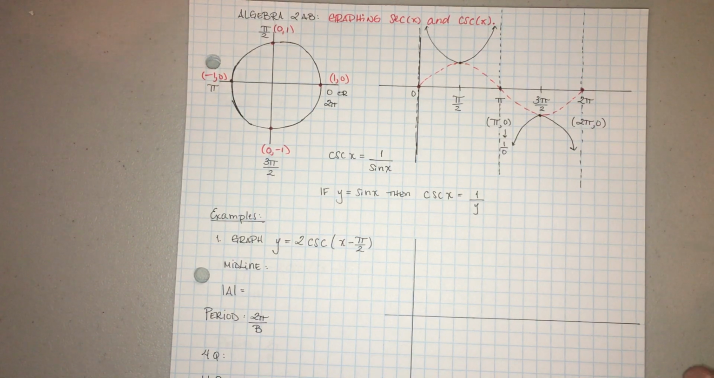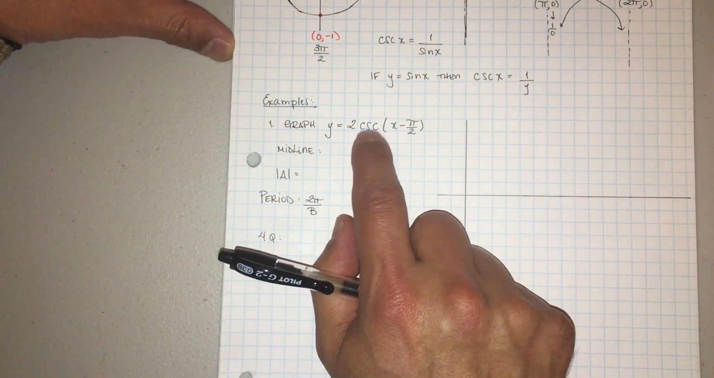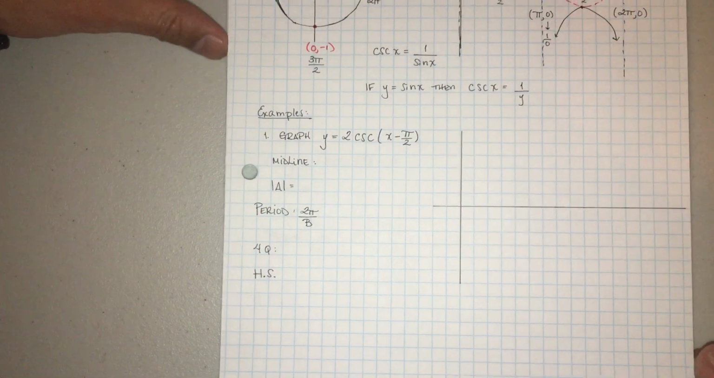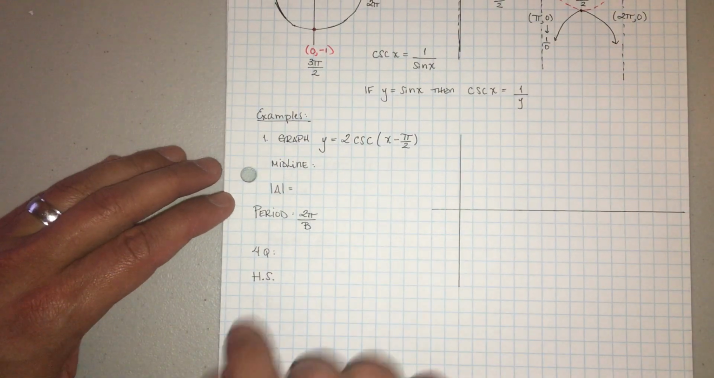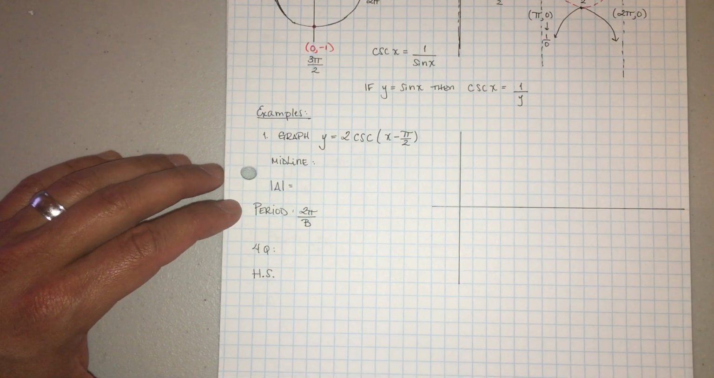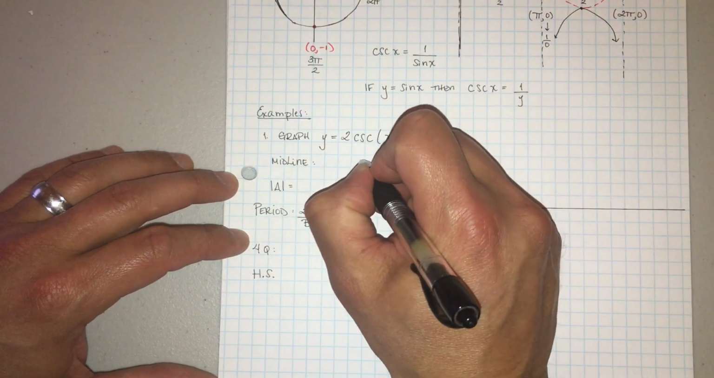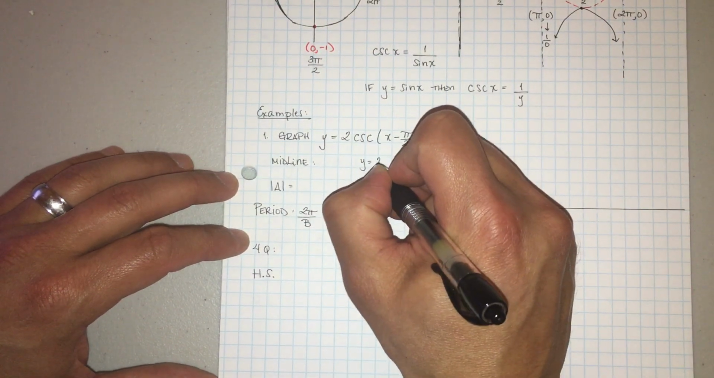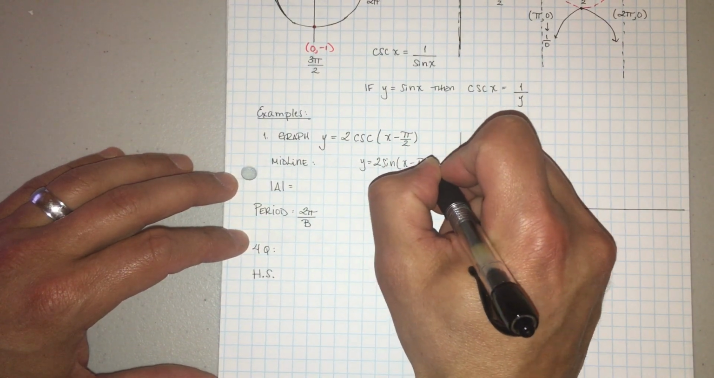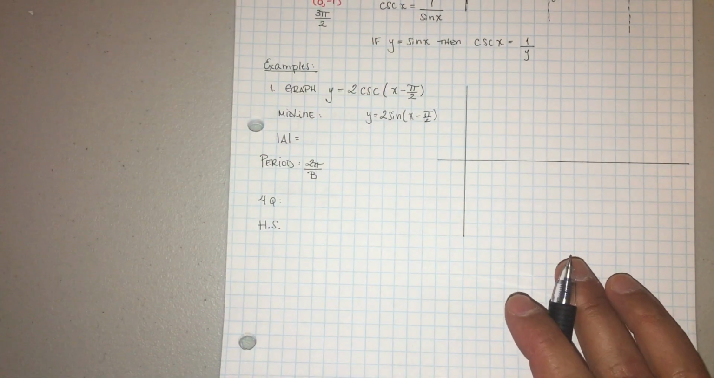So the way we're going to graph these is, instead of cosecant, we're going to graph sine, and then at the very end, we're going to flip them. So let's graph this one. Now remember, I might have to rewrite this one. This is what I'm going to graph. I'm not going to graph cosecant. I'm going to graph 2 sine of x minus pi over 2, and then at the very end, I'm going to flip it, or take the reciprocal.